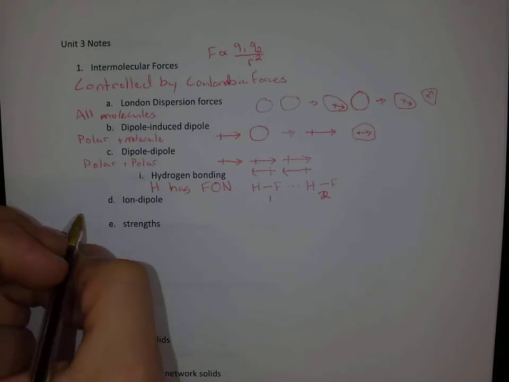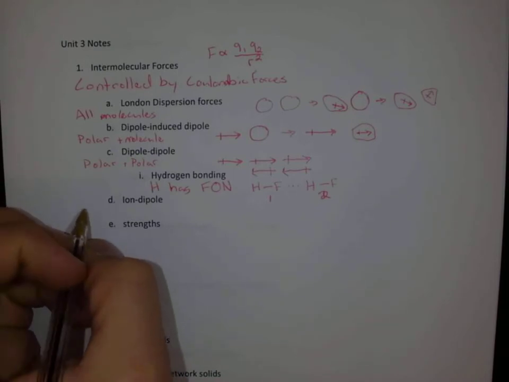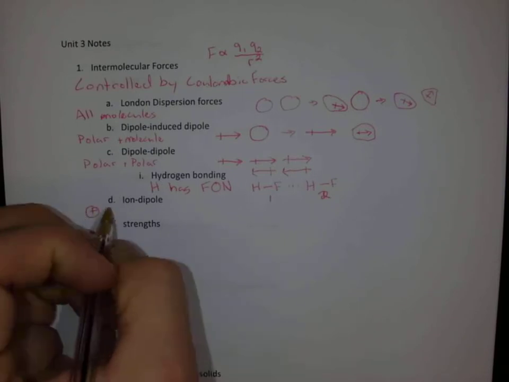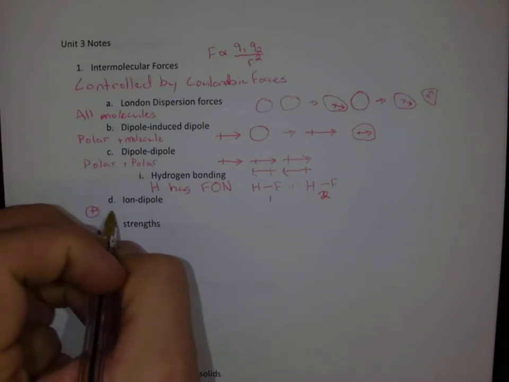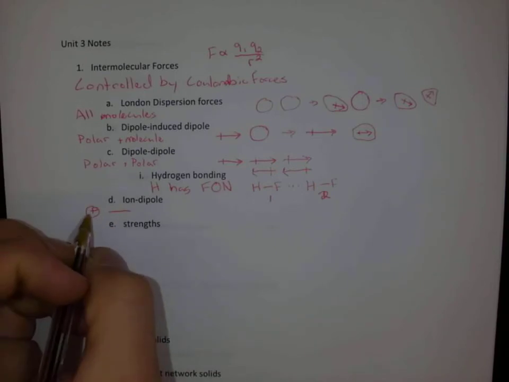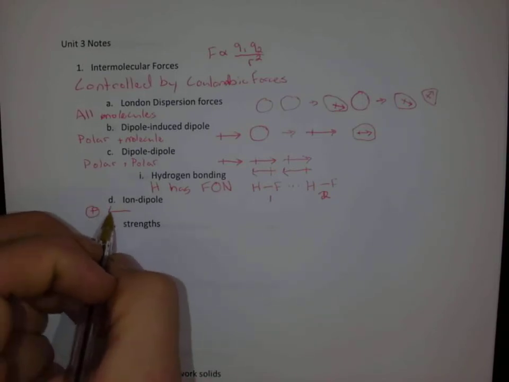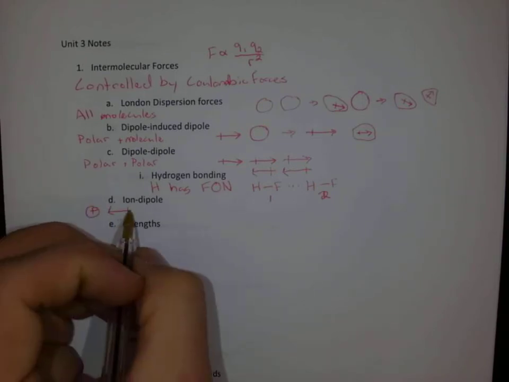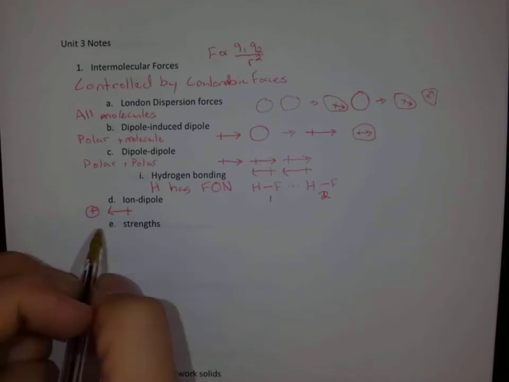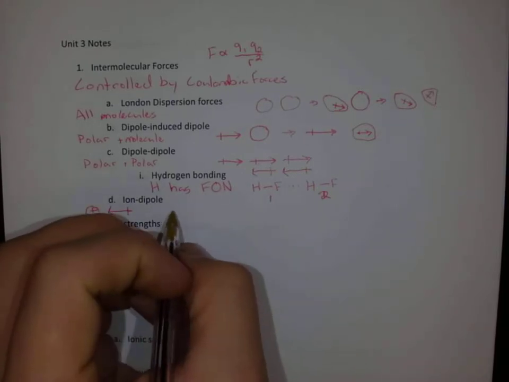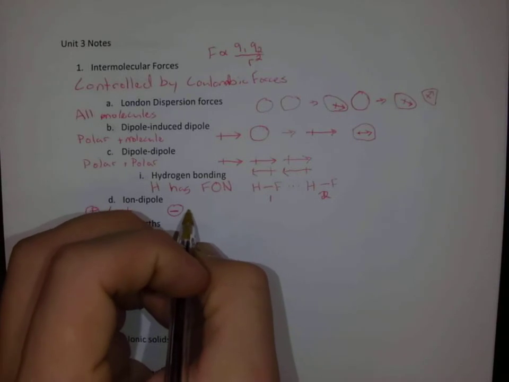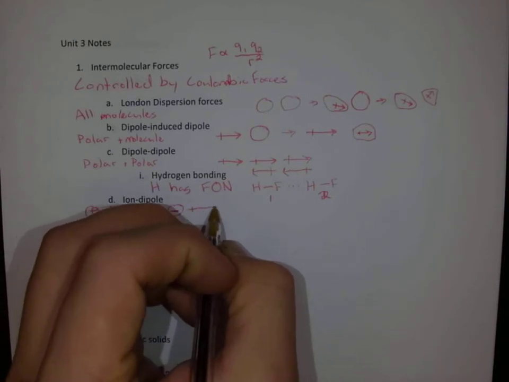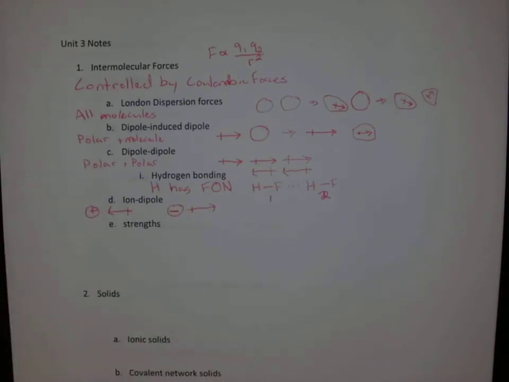Next up, we have our ion dipole. Ion dipole, right? This is when we have a full positive or full negative charge interacting with our dipoles. So if I have a positive charge, it's going to interact with the negative end of a dipolar molecule, right? If I have a negative charge, it's going to interact with the positive end of a polar molecule, okay?